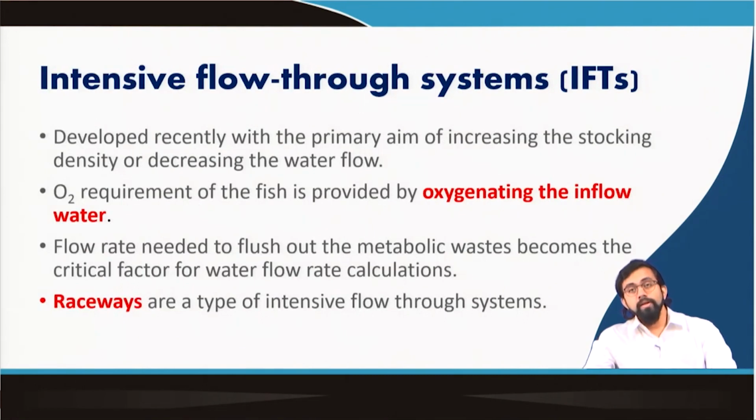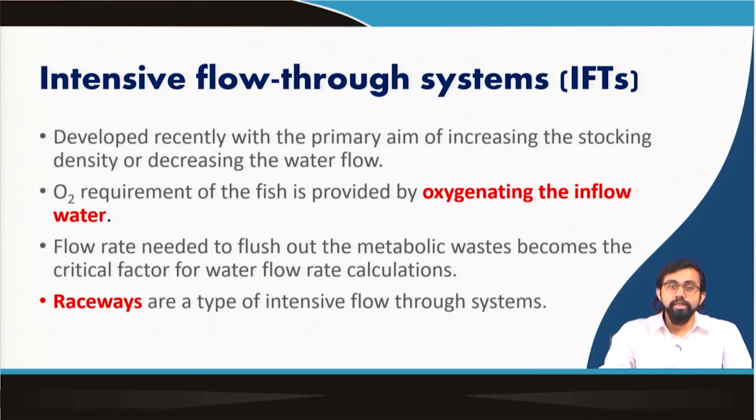The second one is intensive flow through systems. It was developed very recently with the primary aim of increasing the stocking density or decreasing the water flow. In general, the oxygen requirement of the fish is provided by oxygenating the inflow water. Before the water is supplied to this kind of flow through system, it is oxygenated using an oxygenator. What does that mean? It means we somehow increase the dissolved oxygen concentration of the inflow water.